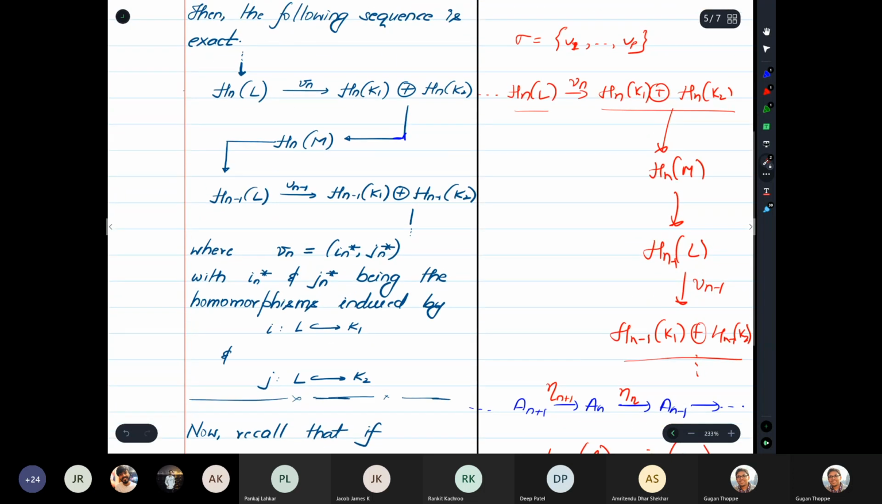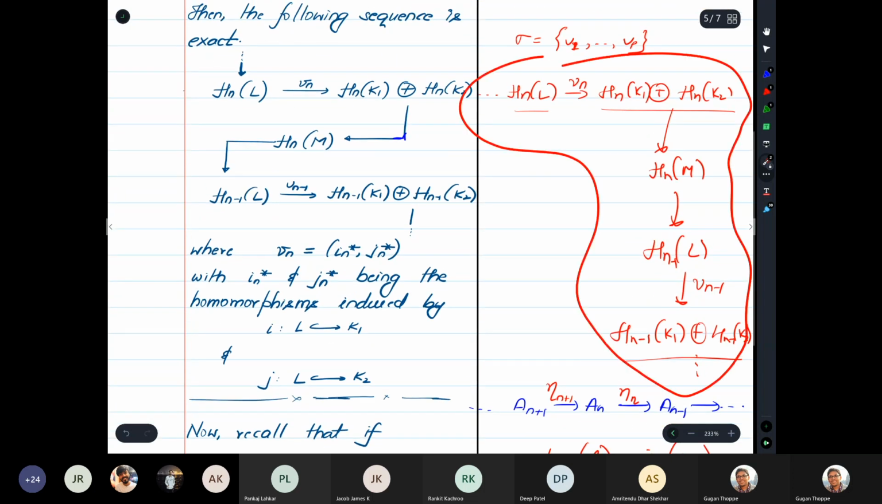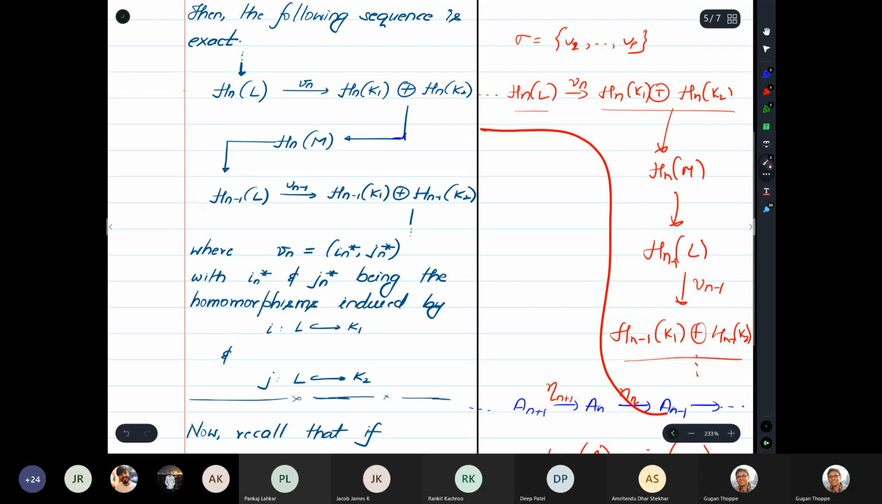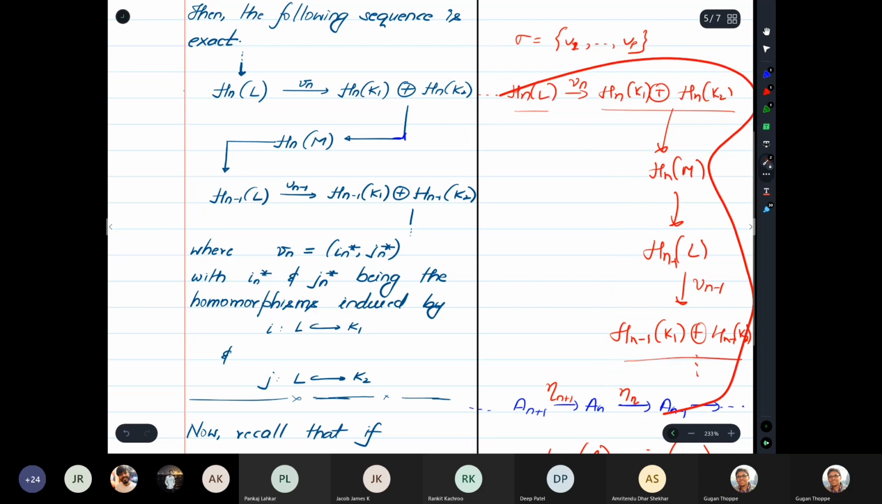And in the same way, I'm saying that there is some complicated sequence over here, right? Nevertheless, it's a sequence of vector spaces and vector space homomorphisms in between. And I'm claiming that this big thing over here is exact. That's what I'm claiming. Does that answer your question, Rankit? Yes, yes. Thank you, sir. All right. Yes, Deep, did you have a question?